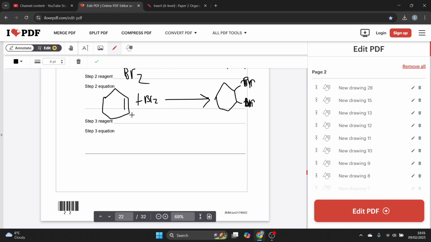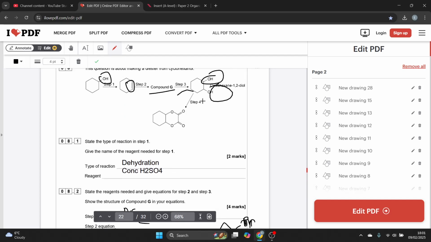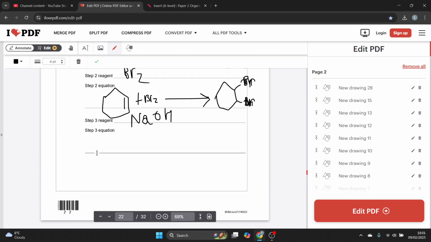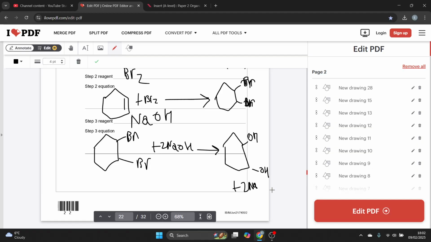Step 3 region, sodium hydroxide. Oh no, that's step 4. I need to look at step 3. And then what happens is this, with your Br plus 2 sodium hydroxides to give you that with your OH and your OH. And don't forget, plus your 2 sodiums and these 2 Brs.